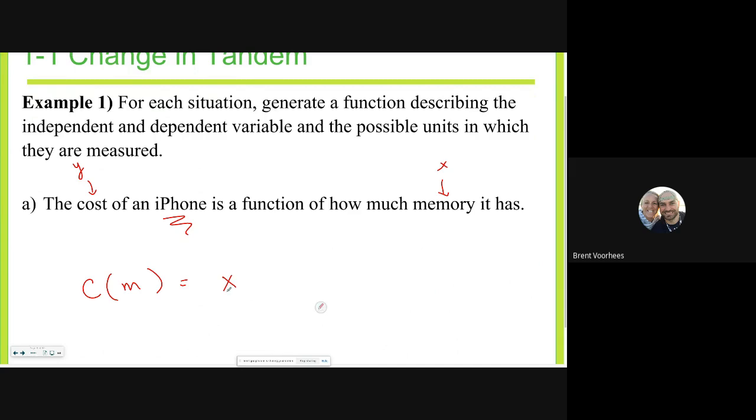Oh, I put X. I'm sorry. I messed up. I shouldn't have used X there. Memory should be an M. So mathematically, what do you think the cheapest iPhone might cost?